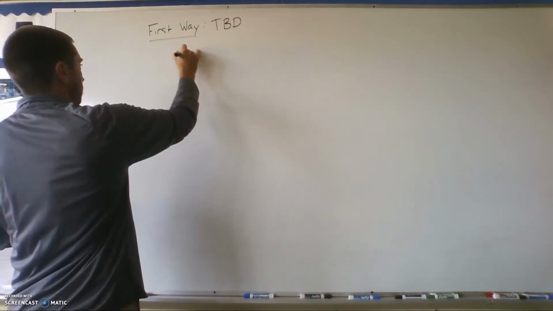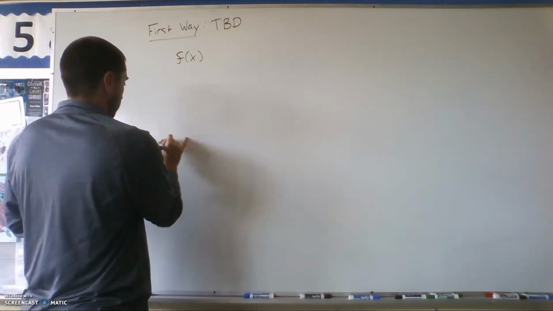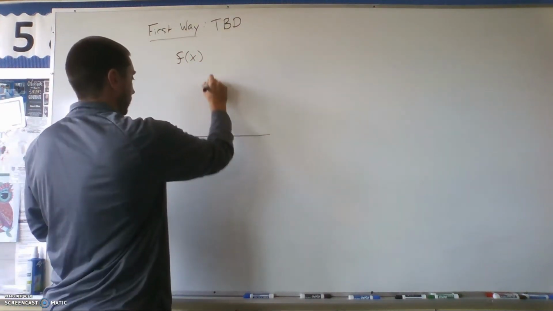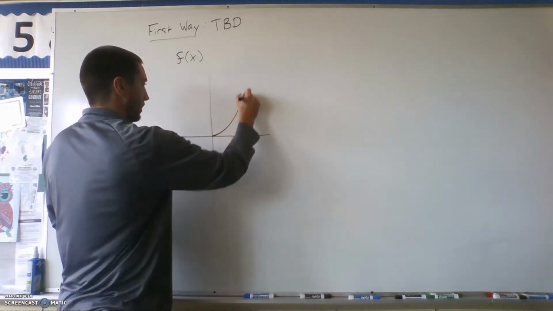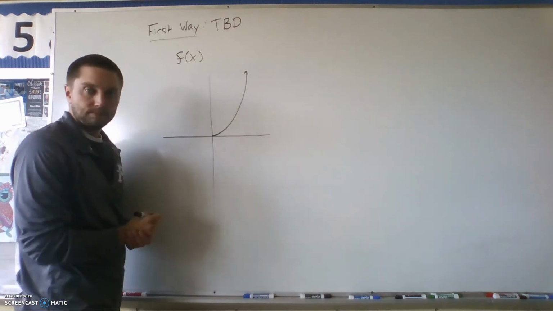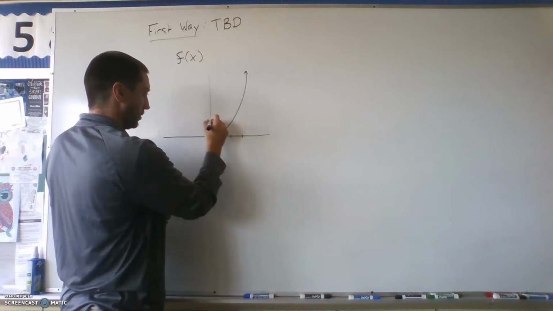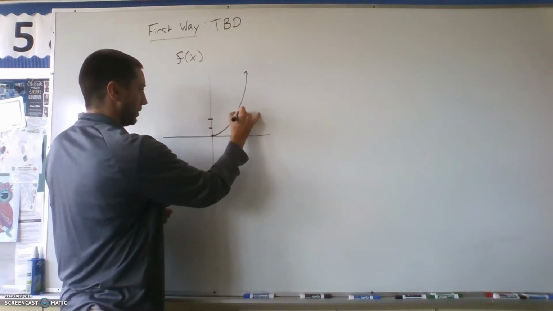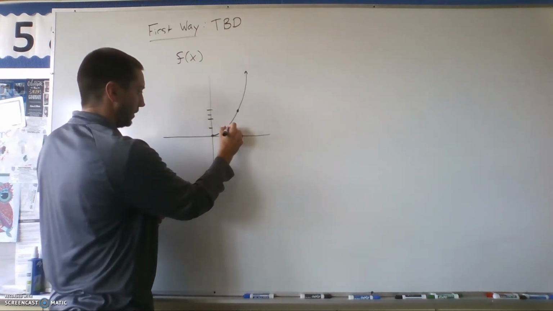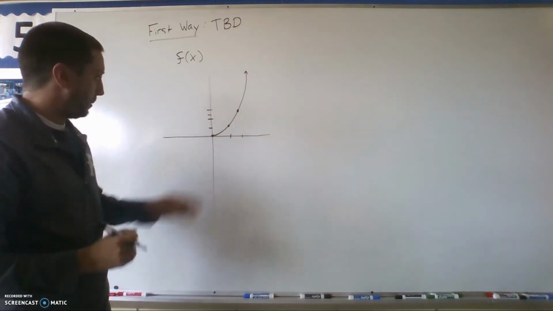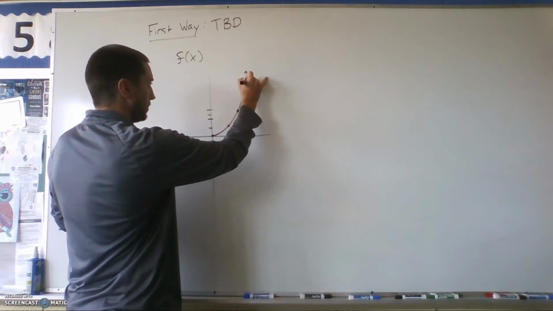So let's start with some function f of x. And I'm just going to start by drawing it and see if we can figure this out on our own. So let's say here's my graph. Let's say that this graph is part of my x squared graph, but I'm only going to draw the right half, and I'll show you why here in a little bit.